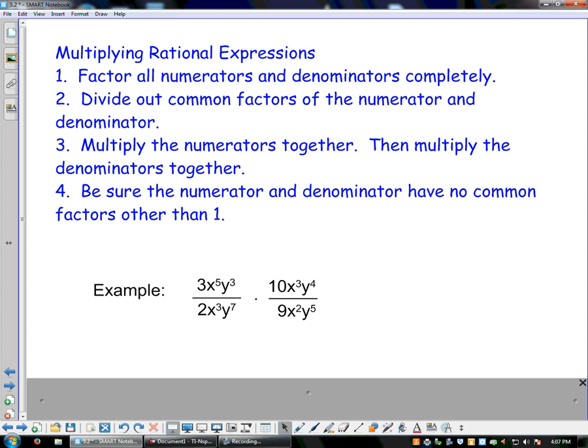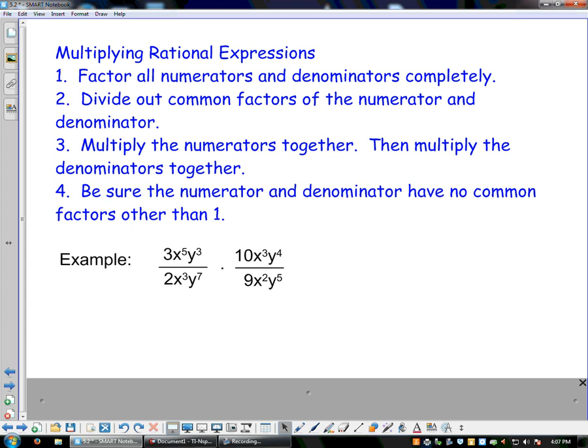So we want to make sure we didn't miss anything in those steps. Okay, so let's take a look at this example. We are multiplying two fractions together, and so we're going to try and reduce first. So we might split this first one up into 3 over 2 times x to the 5th over x cubed, and y to the 3rd over y to the 7th.